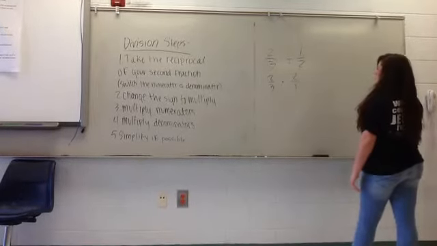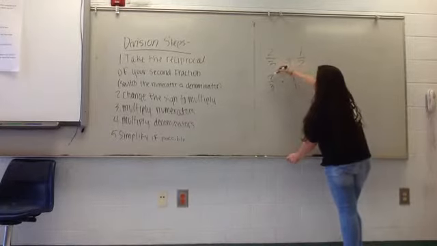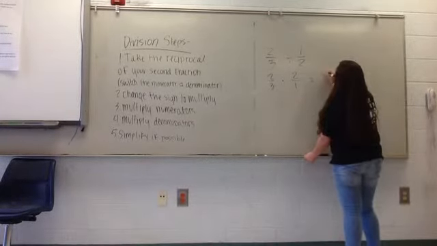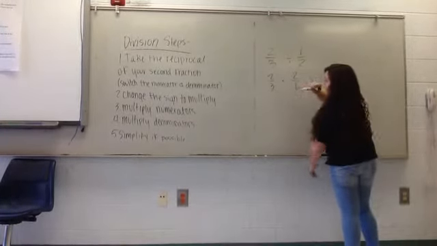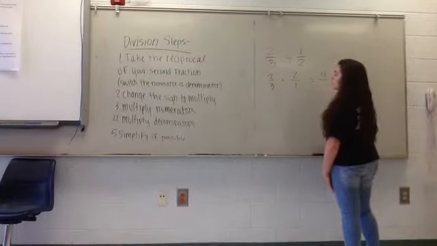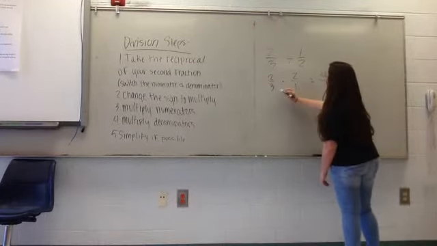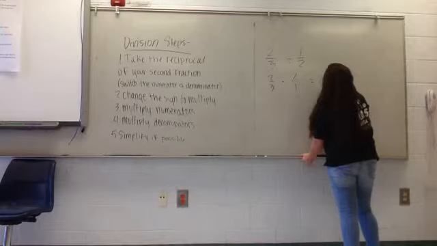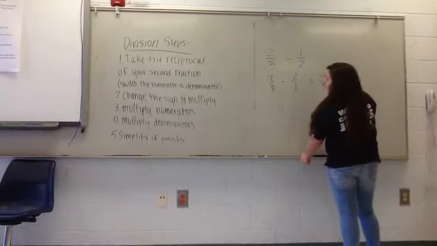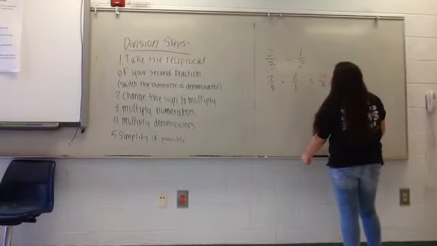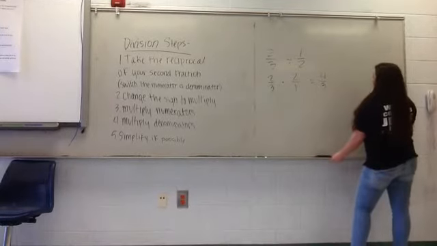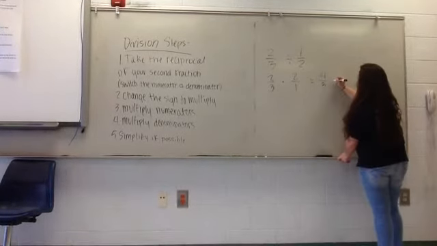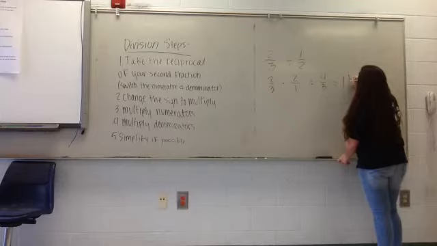Your third step is to multiply your numerators. So you have 2 times 2, which equals 4. And your fourth step is to multiply your denominators. You have 3 times 1, which equals 3. And your fifth step is to simplify if possible. We can't really simplify, but we can make it into a mixed number, and that equals 1 1/3.